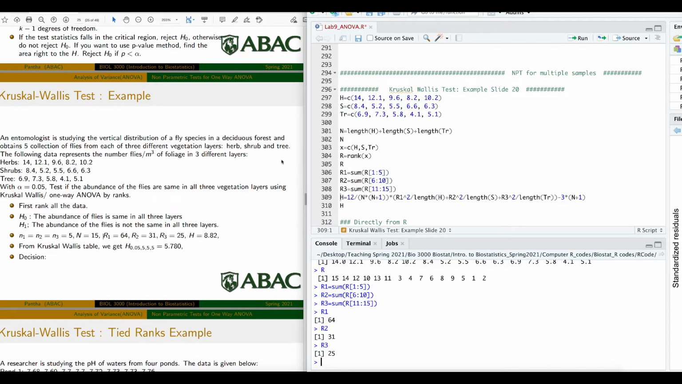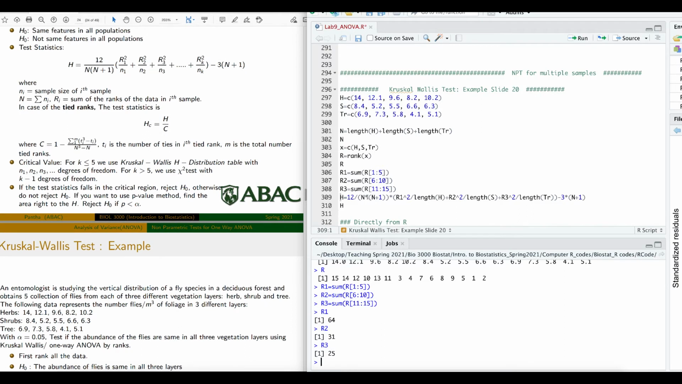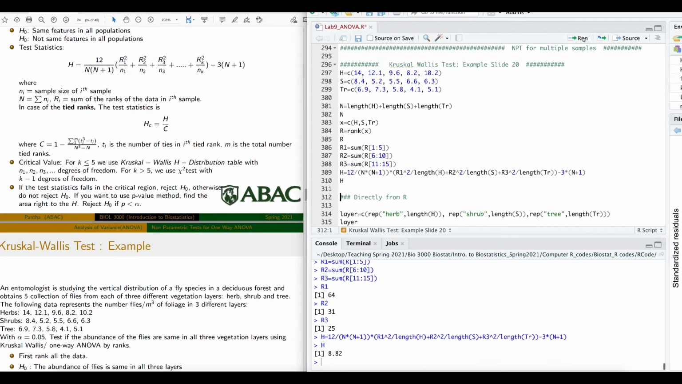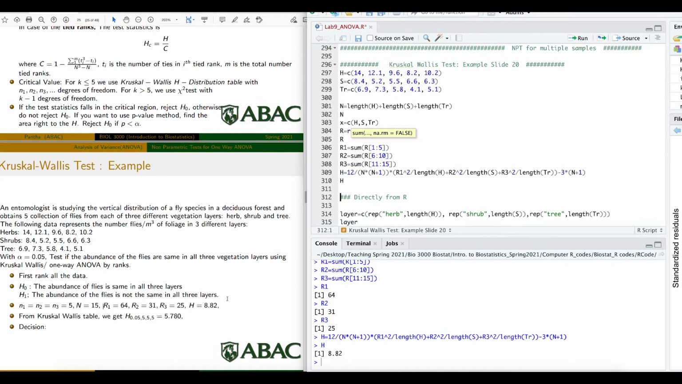So how do I find H? I'm just using the formula: 12 over N times N plus 1, times R1 squared over the length of H plus R2 squared over the length of S, and so on, minus 3 times N plus 1. Let me run that. I got H is 8.82. You see that? H is 8.82.